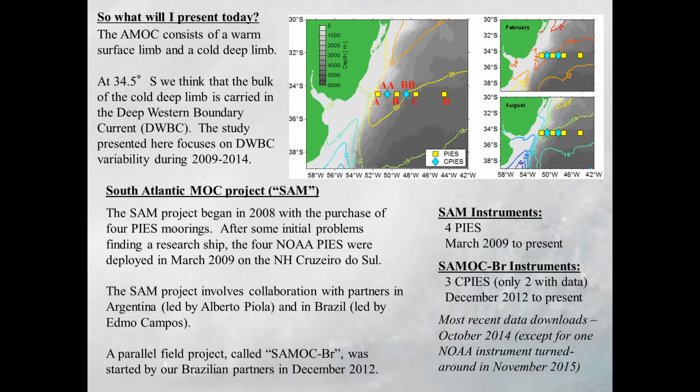So I'm going to talk about two different time periods during the course of my talk here. When I'm talking about only the 4 PIES, I'm generally talking about the period from 2009 to the present. When I'm talking about including the Brazilian instruments, I'm talking about December of 2012 to the present. And when I say present, that's also a little bit of a misnomer because the last time we were able to actually get out there and get data successfully with a ship was in October of 2014 for most of the instruments. So the present in this case means October of 2014.